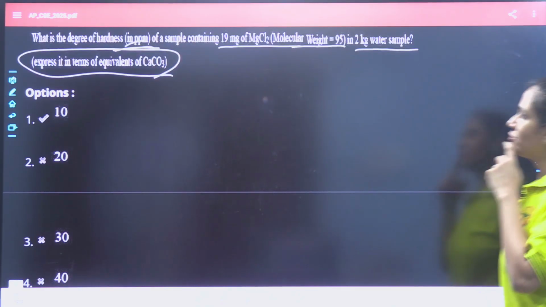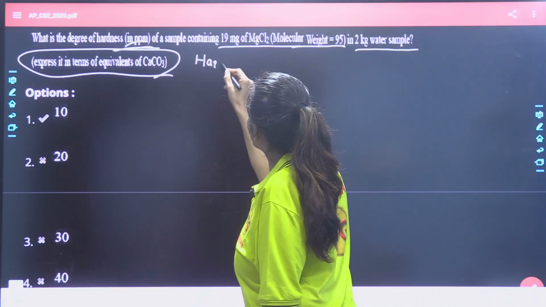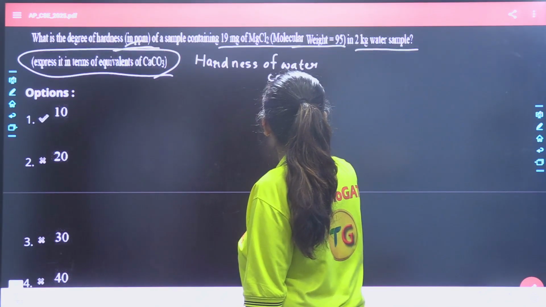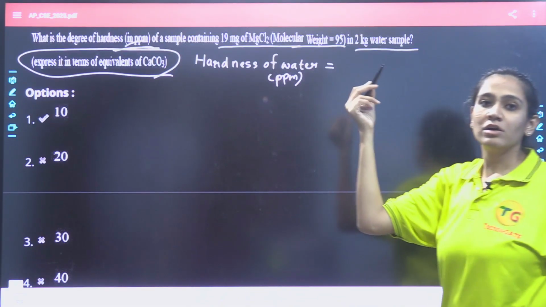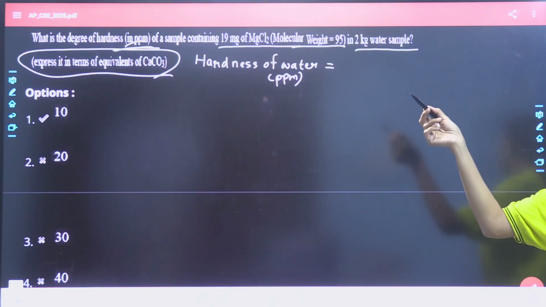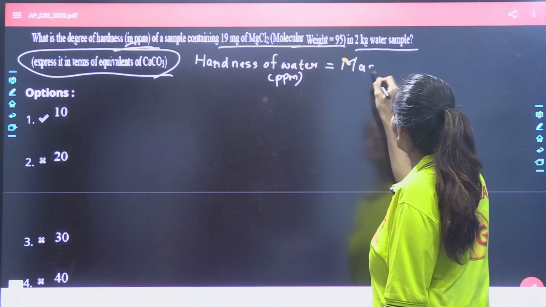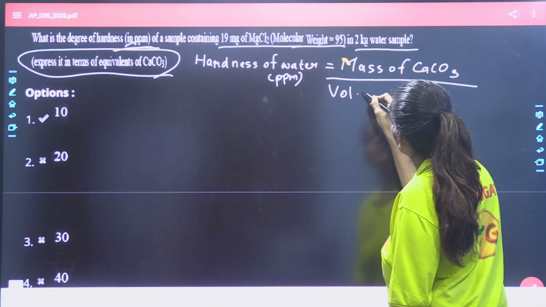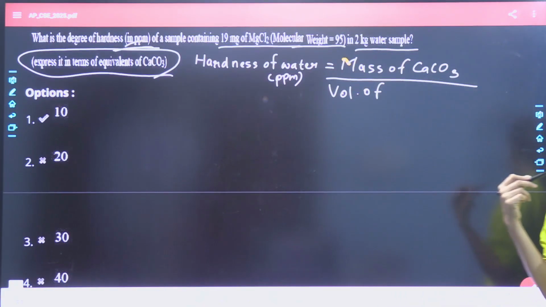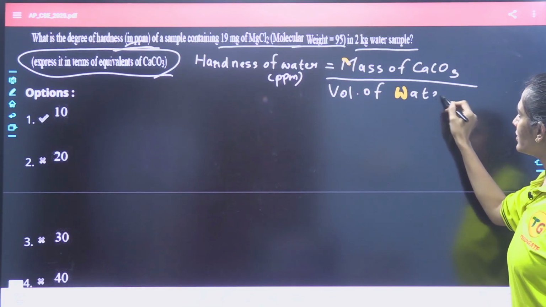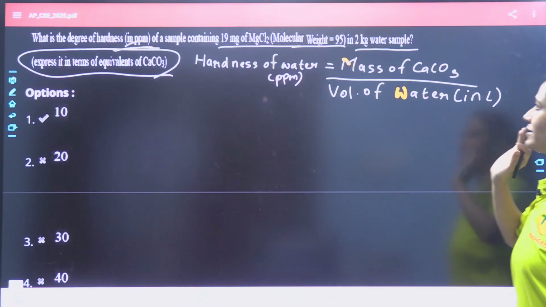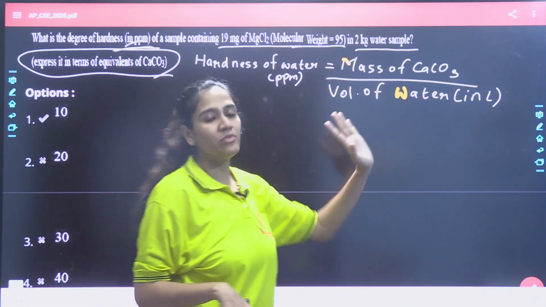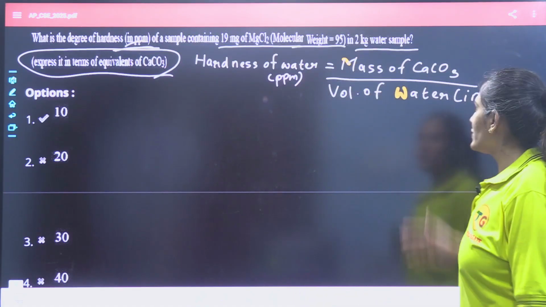Now, if we want to talk about the hardness of water in ppm, and that too in terms of calcium carbonate, we need to find the mass of calcium carbonate divided by the volume of water in liters. Right now we have neither the mass of calcium carbonate nor the volume of water in liters, so first we need to find both of these.